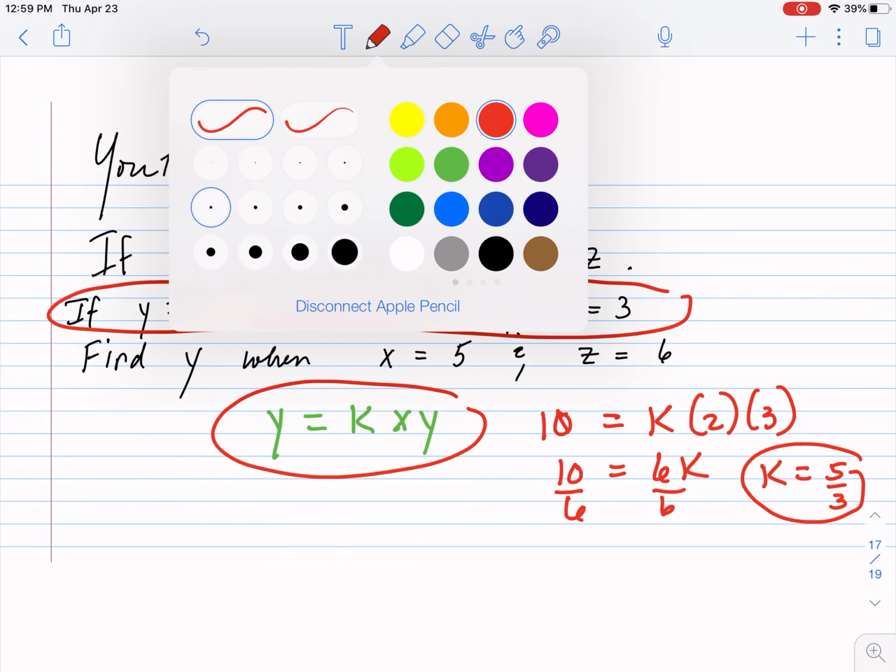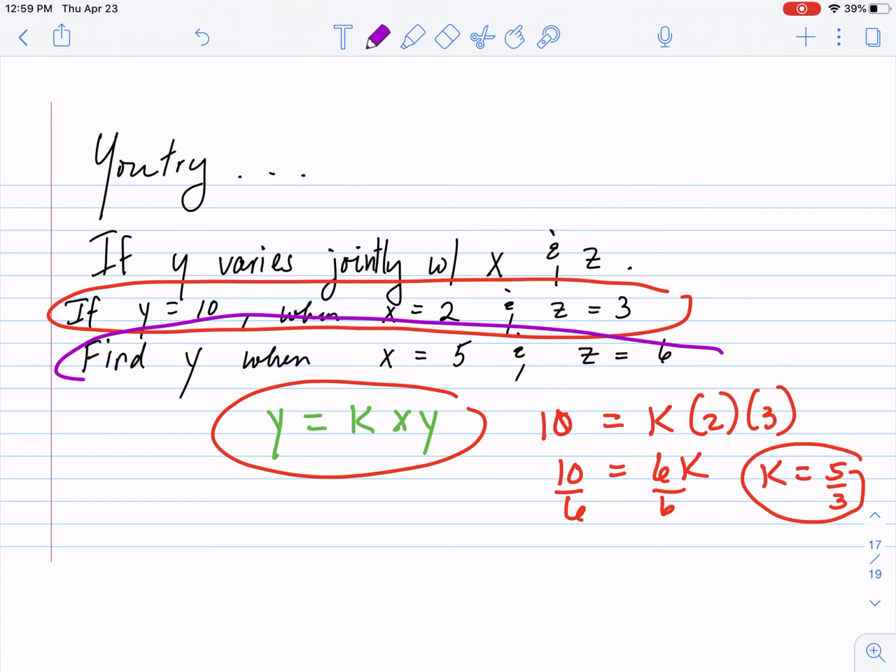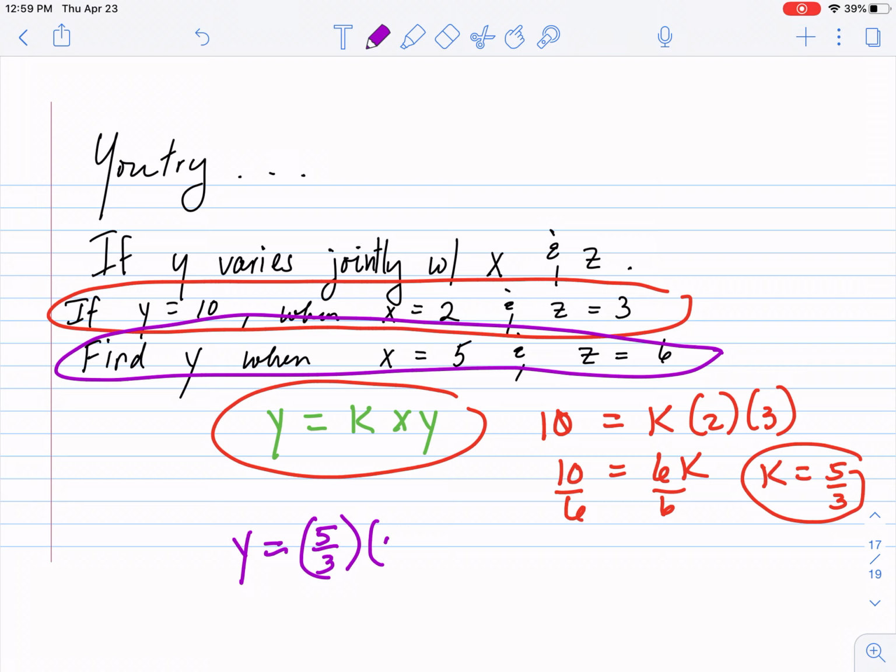And then the last part of this is I'm going to do this part right here. I want to find y when x equals 5 and z equals 6. So I'm going to plug in this 5 over 3 for the k times 5 times 6. Okay, so now what do I have here? I've got 5 over 3 times 30. All right, when I do this out, I can cross cancel and make that a 10. So it would be y is equal to 5 times 10, or 50.